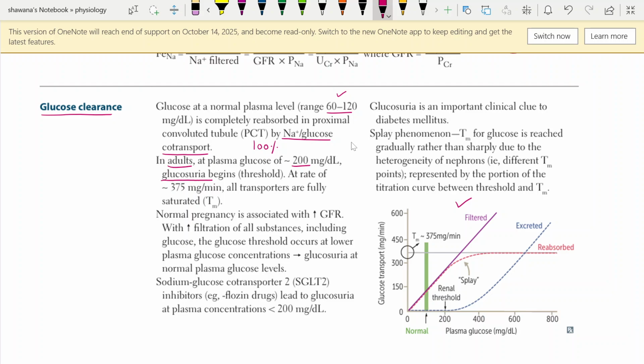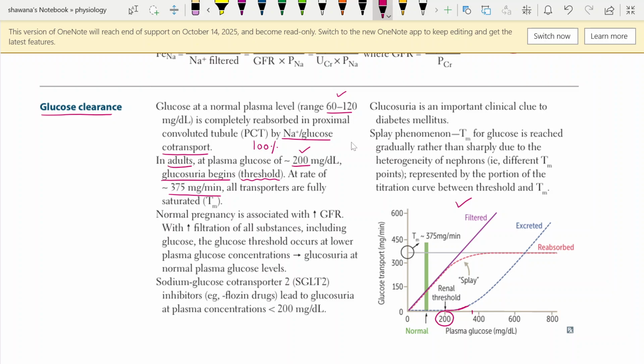Okay, it means that at 200 milligram per deciliter, see in this graph, the renal threshold starts. Renal threshold means that some amount of excretion of the glucose begins, right? But at 375 milligram per deciliter, there will be extreme excretion. First of all, let's talk about this graph. Here is the glucose concentration and there are the glucose transporters. So when the glucose is filtered, all of it is reabsorbed, 100%.